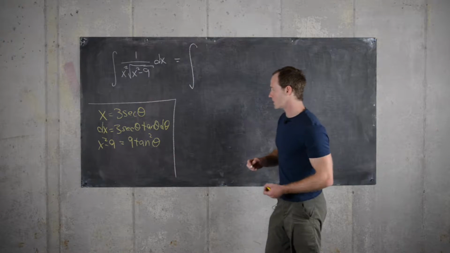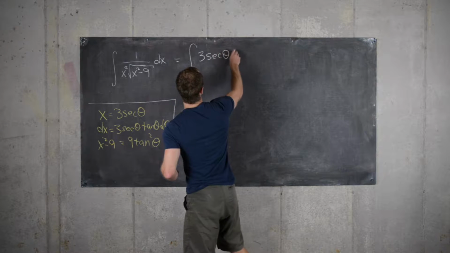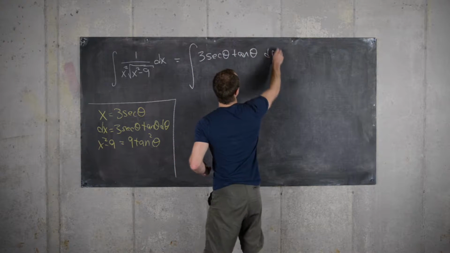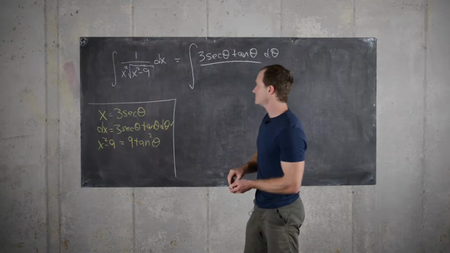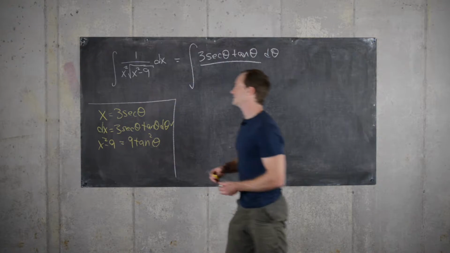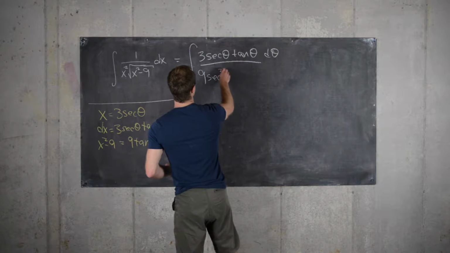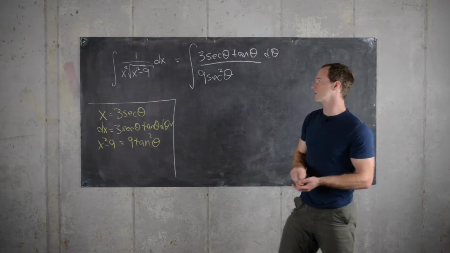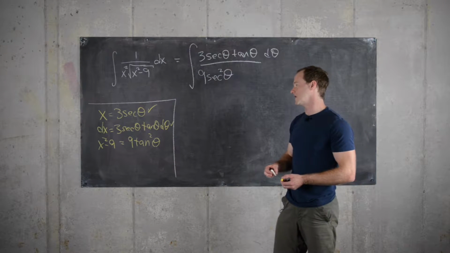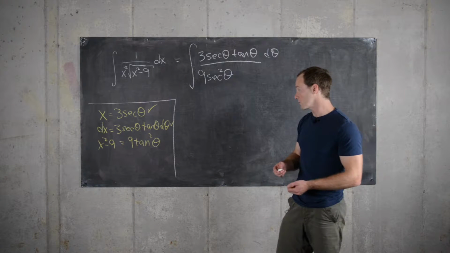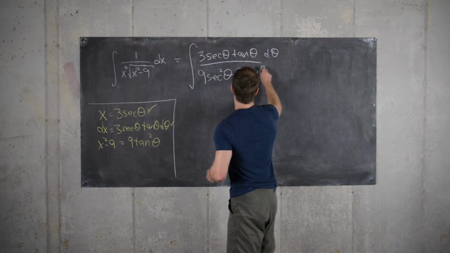So the dx component is going to give us 3 secant theta tangent theta d theta. So that's in the numerator. So we've taken care of this. Now, if x is 3 secant theta, then x squared will be 9 secant squared theta. Good, so that takes care of this bit. And now if x squared minus 9 is 9 tangent squared theta, then we can take the square root of that, and we'll be left with times 3 tangent theta.